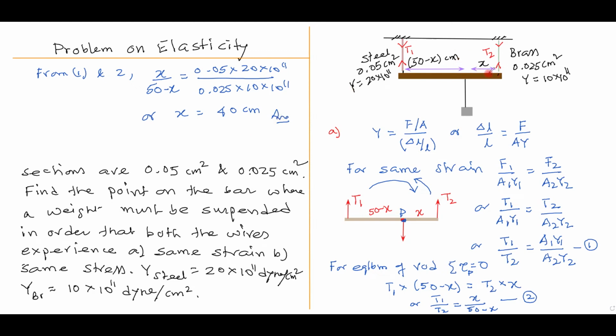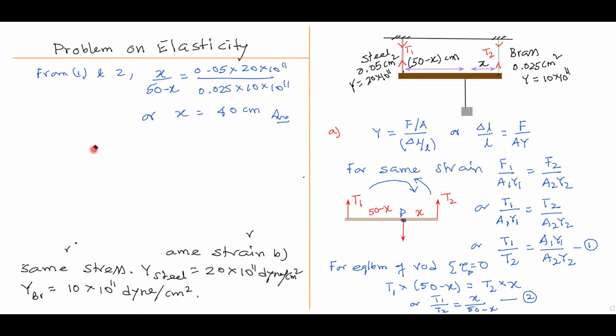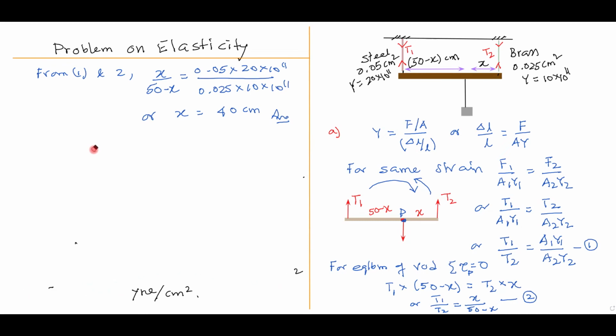For same strain, this distance is 40 centimeter and the other distance is 10 centimeter. Okay, 40 and 10 because total is 50. Now we'll solve the second part of the problem. For that, first we'll write the expression of stress, and the stresses should be equal. Again, T1 and T2 will appear. Both the lengths are the same, because it is suspended horizontally from the ceiling, so the length should be same.